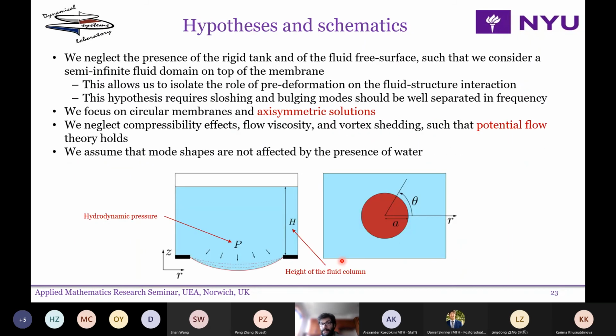We now put forward some hypotheses so that we can simplify the problem to find a semi-analytical solution for this NAVMI. In particular, we neglect the presence of the rigid tank and of the fluid free surface. And this is very important. We fix the hydrodynamic pressure based on the height of the fluid column, but then we don't consider any boundary. That helps us, first of all, to isolate the role of the pre-deformation on the fluid structure interaction, because we don't have the interaction of the height of the fluid column.